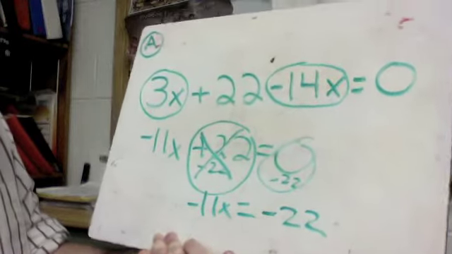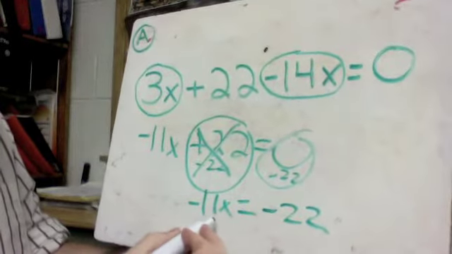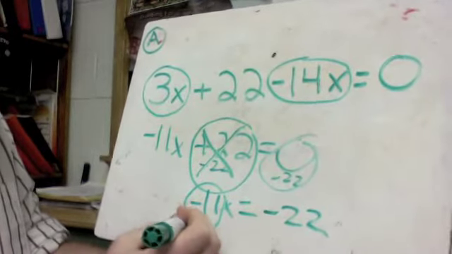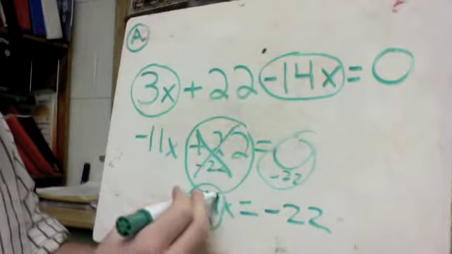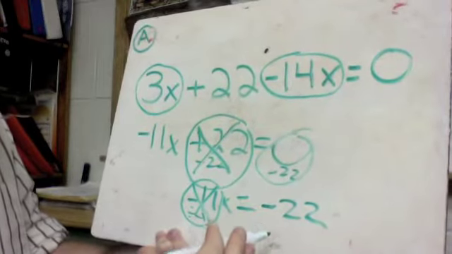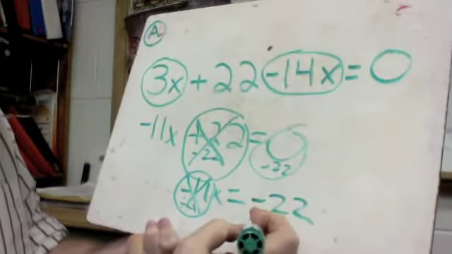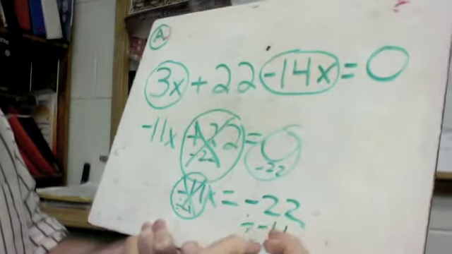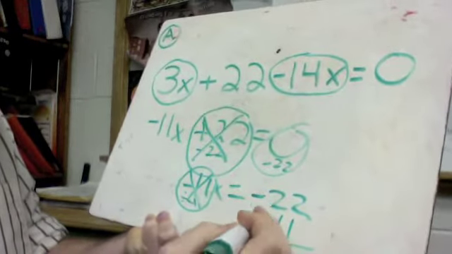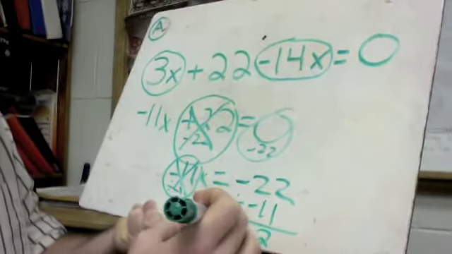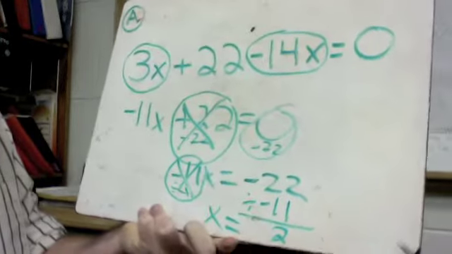Now we just need to solve this. Remember, this is a multiply by negative 11. So we're going to do the opposite. We're going to divide by negative 11. That's going to cancel out. The other side, if we divided by negative 11 here, we also have to divide by negative 11 here, which is negative divided by negative is a positive, so that's going to be 2. So we've got x equals 2.